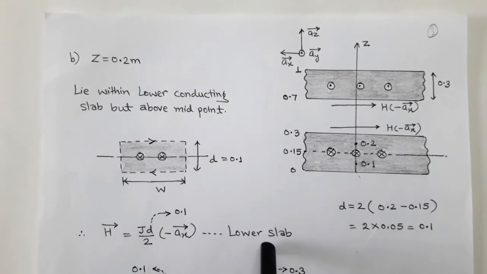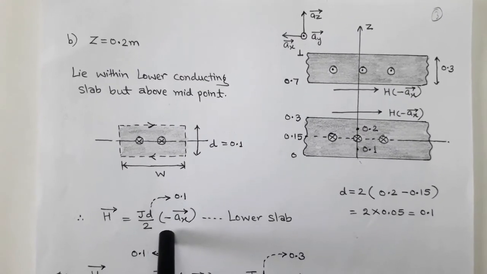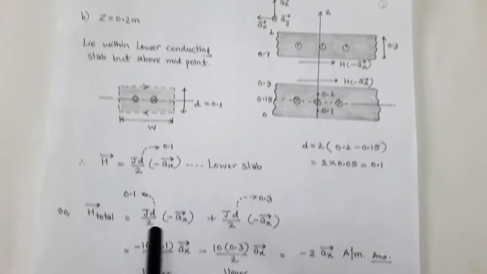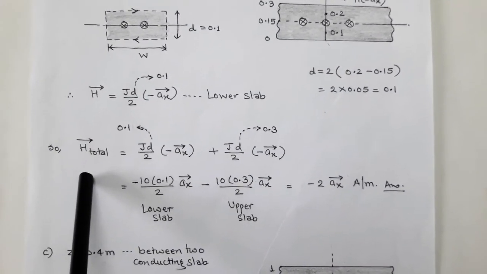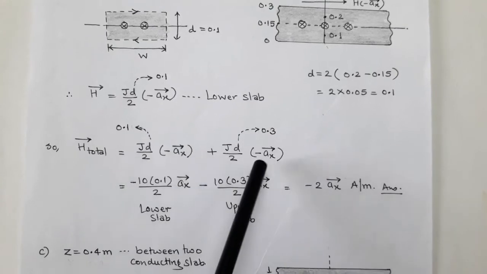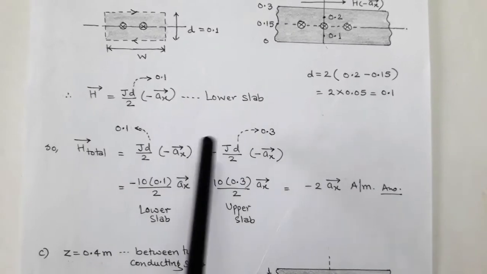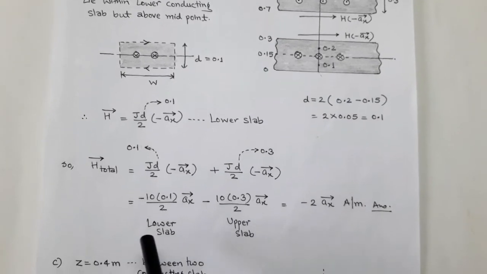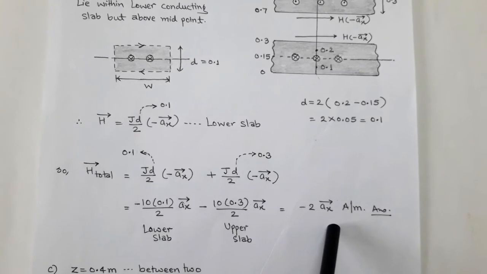And the magnetic field intensity H vector contributed by the lower conducting slab is J into d upon 2, in the minus unit vector x direction. Here the value of d is 0.1. But we have to determine the magnetic field intensity due to both conducting slabs, that is, the lower conducting slab plus the upper conducting slab. The lower conducting slab has a width of 0.1 while the upper conducting slab has a width of 0.3. So by using the formula we can find the total magnetic field, that is minus 2 unit vector x ampere per meter.